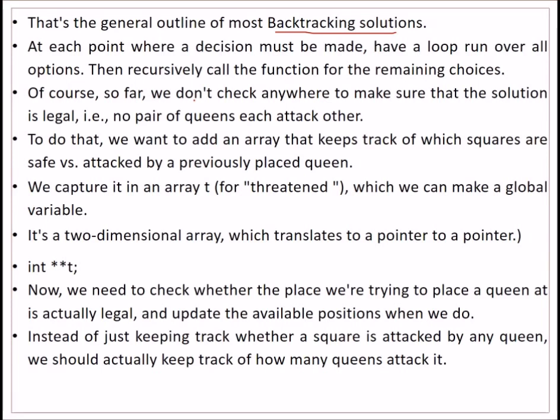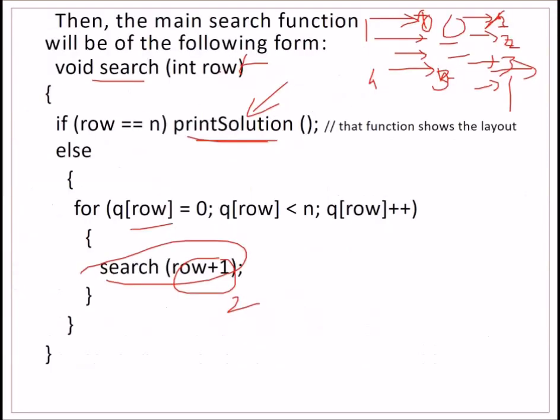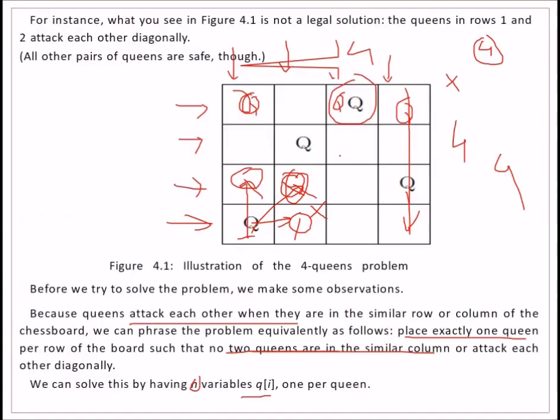We want to add an array that keeps track of which squares are safe versus attacked by previously placed queens. It is very important that once we have placed a queen, we know that at this point we cannot place at the second row these places 1, 2 and 3. This we cannot use. Why? This queen is going to attack vertically and these two diagonally. These places where I cannot place the queen, we have to keep a record of also.